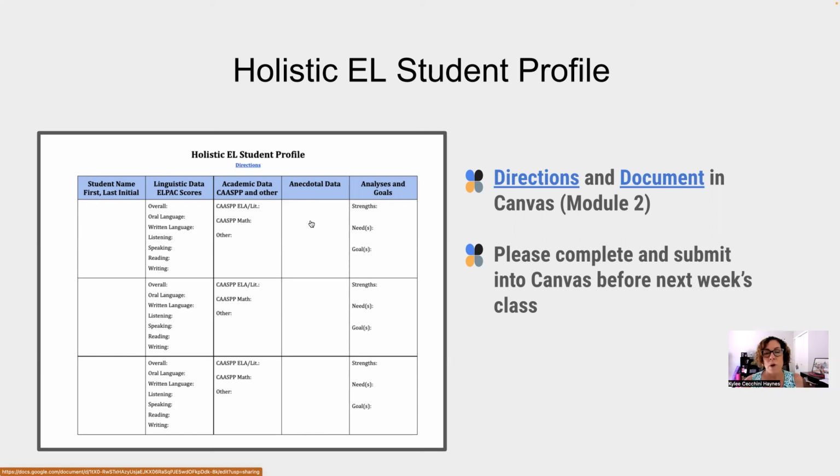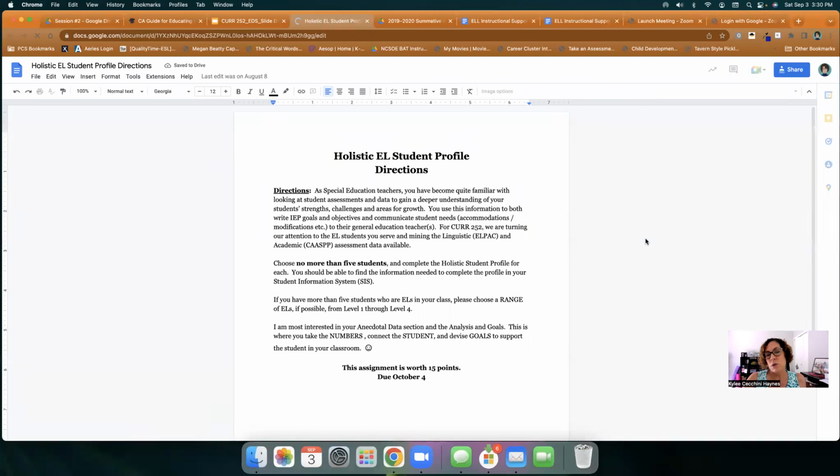So I have the directions here. I'm going to click on this so you can take a look at it. And these are in Canvas for you. So I guess what you really need to know is don't choose any more than 5 students. If you happen to have a whole lot of EL students, do not choose more than 5 students, all right? I'm not asking that has to be that much.